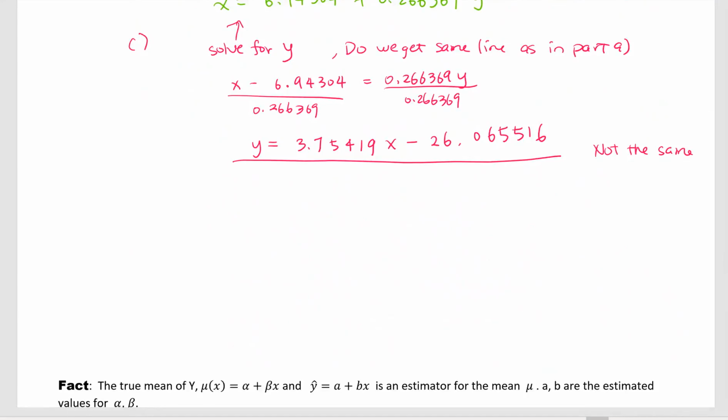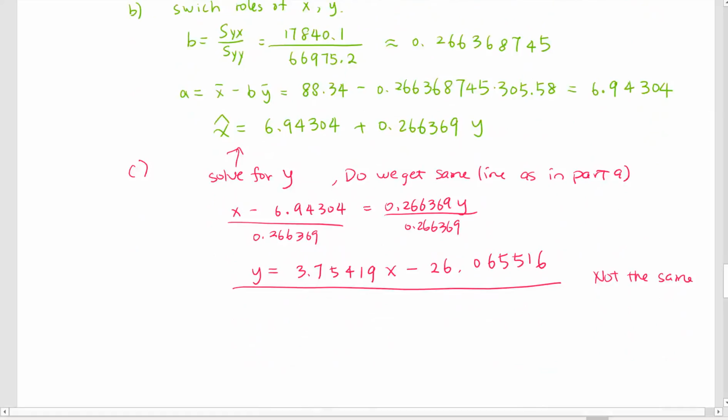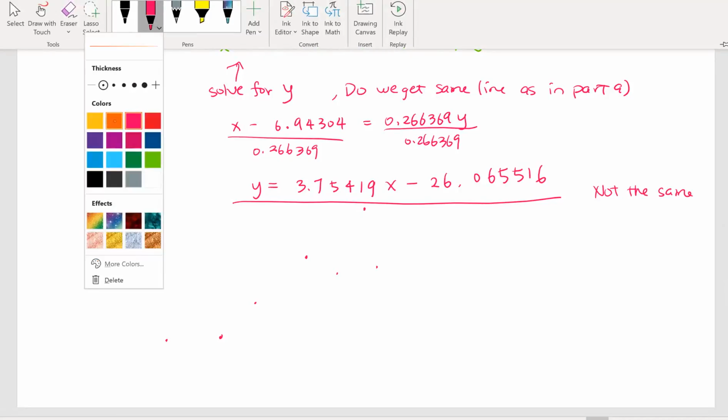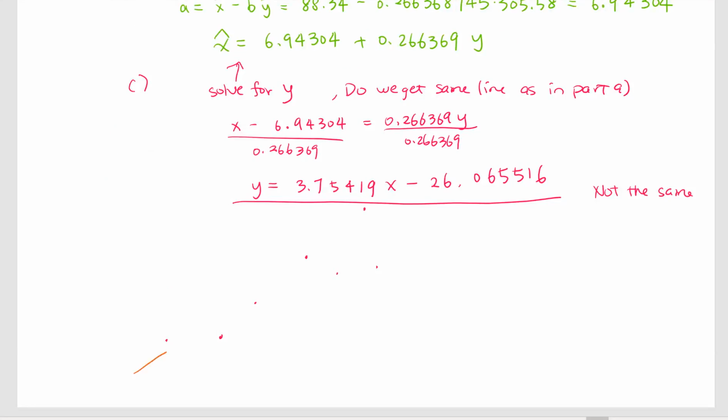So suppose we have a set of data points. Let me see, what color do I use? I use orange. Okay, so suppose we have a set of data points, maybe like that, like that. Supposedly like that. And then part A, we construct the regression line such that those errors, e_i, the sum of the e_i squared is smallest, okay?